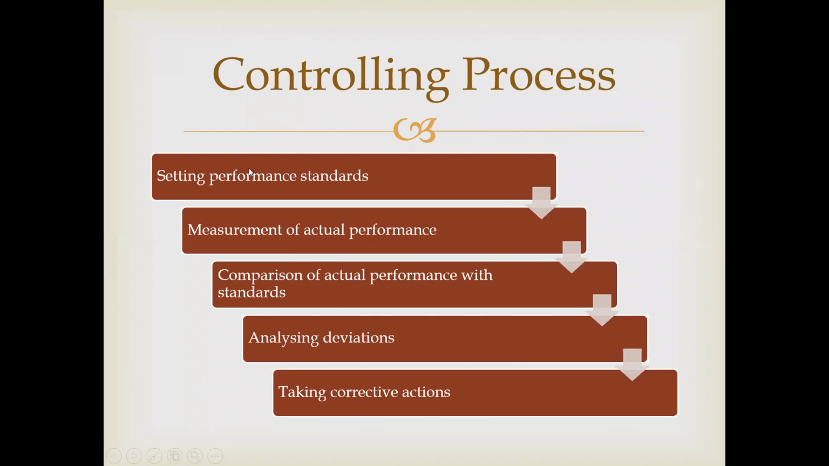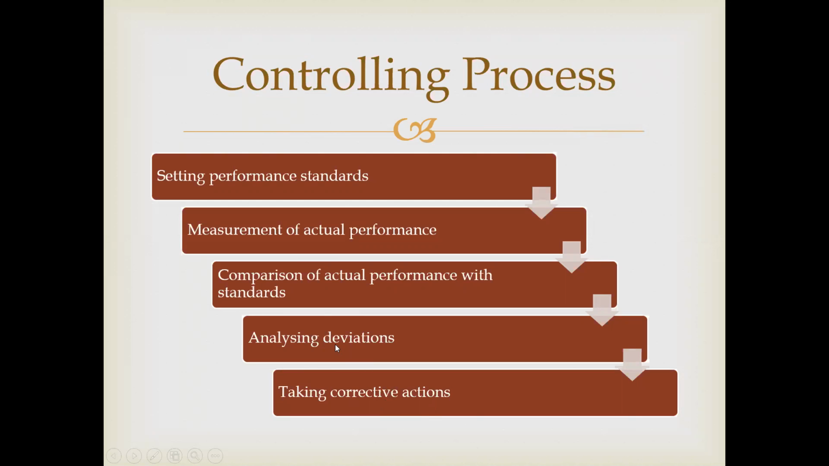The first step of the planning process is setting performance standards. Second is measurement of actual performance. Third, we'll compare the actual performance measured in step 2 with the standard set in step 1. Then we will analyze the deviations in step 4. And finally, we are going to take corrective actions based upon the analysis of the deviations.